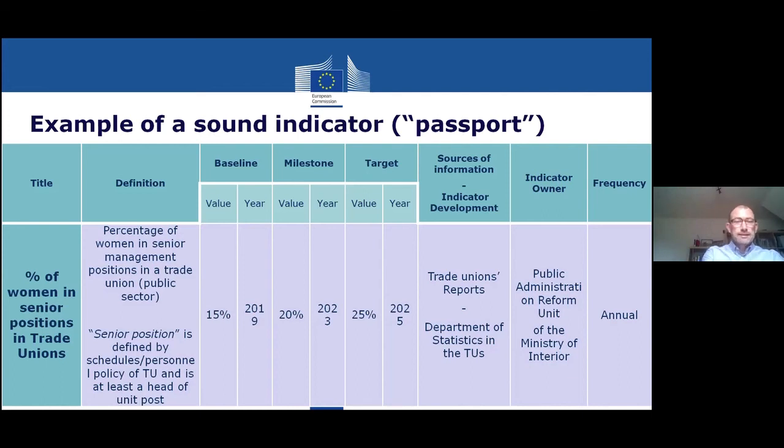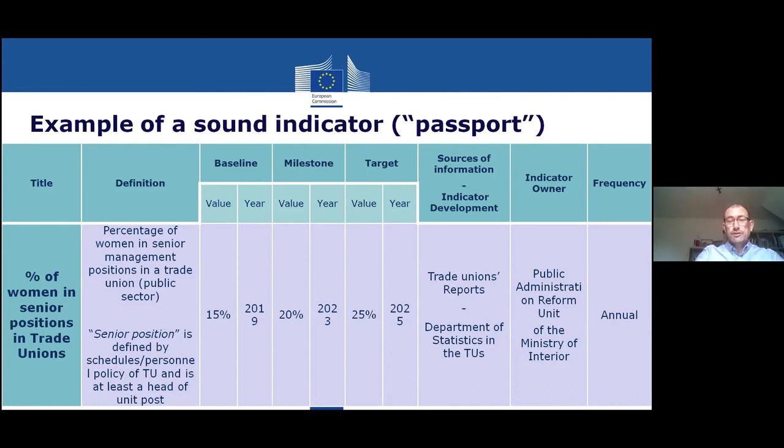And then we've got a baseline value, which is 15%, and the year, which is 2019. We have a target value of 25%, that's 2025. And we have a milestone, an intermediate value, an intermediate target, which is 20% by 2023.